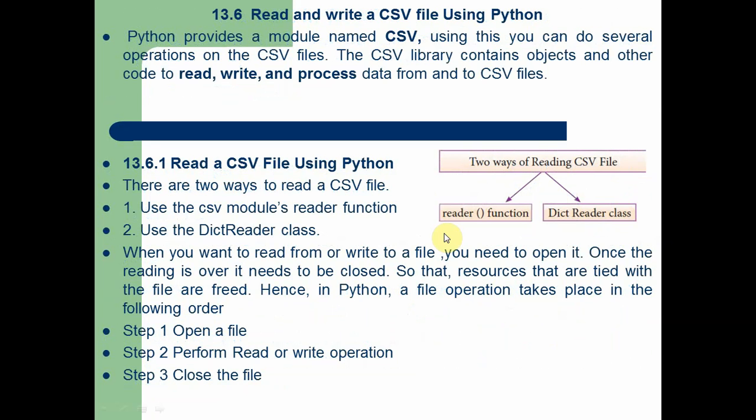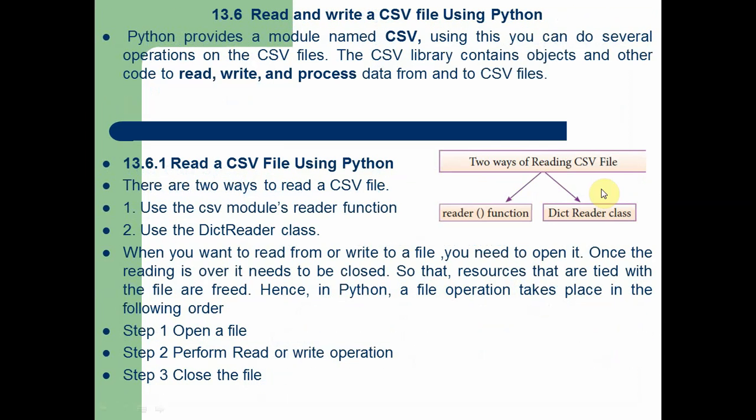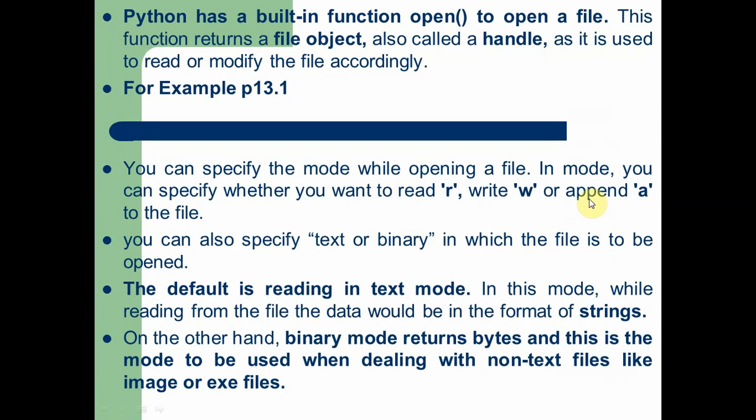There is another way also in Python, which we first understand. After that we go for the reader function and DictReader class. The simple thing for reading a file, there are three steps: open a file, perform read or write operation, and close the file. This is the three step process for any read or write operation. Other than the above mentioned two types, the reader function and DictReader class, there is another method called the open built-in function, which is used to open a file using a Python program.